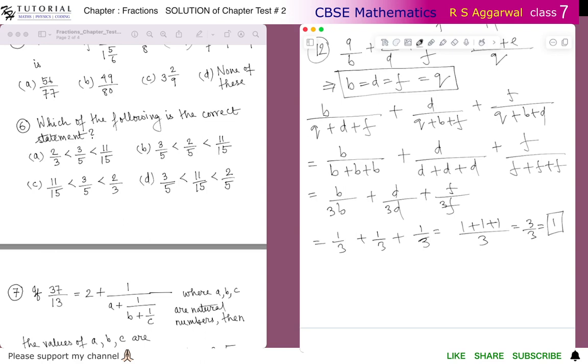So we had two chapter tests on the chapter fractions. I hope this set of questions will give you a good variety of problems that might be asked in your school exam or any other competitive examination. If you want more, please do let me know in the comment section. And if you find any mistake in my calculation, or in the concept or the solution in this chapter test number 2, then also please do let me know.